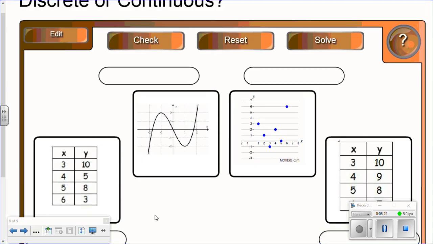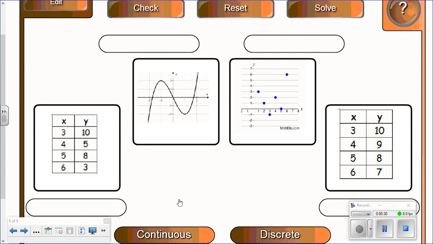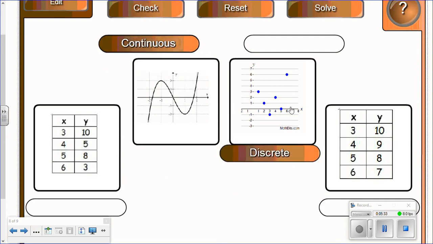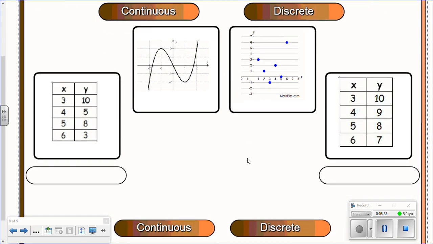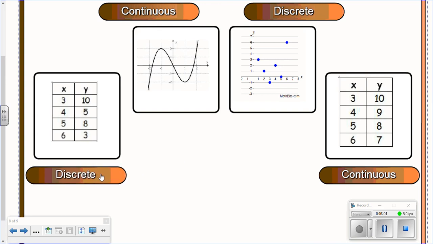So looking at these, just trying to decide continuous or discrete. In this one, we can definitely tell it's continuous. And this one we can definitely tell is discrete because it just has the numbers. Now these two tables are a little harder. We can see that the x is 3, 4, 5, 6 on both of them. Over here, it's 10, 5, 8, 3. See how those are sort of random? Where over here, it's 10, 9, 8, 7. So this one is more likely to be continuous and this one discrete.